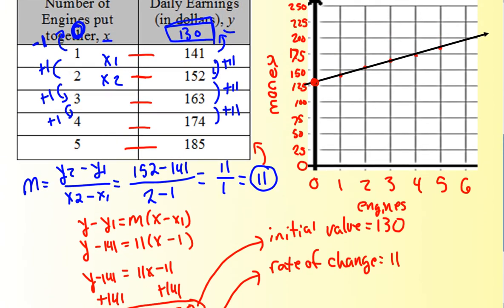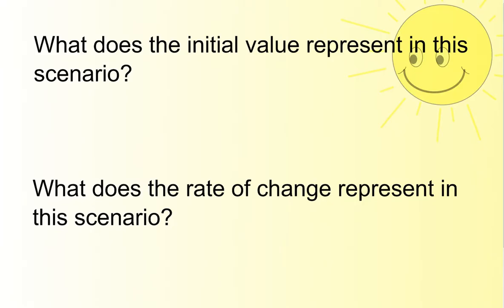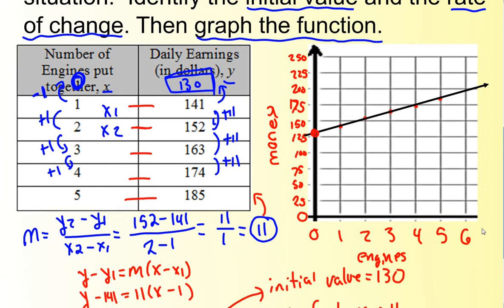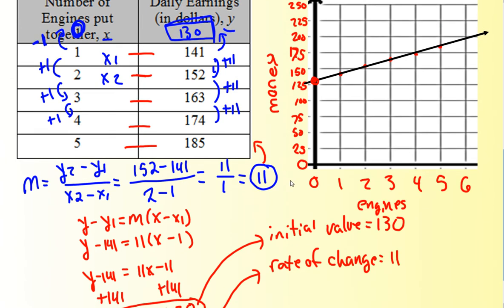All right, I'm pretty sure the next page has a couple of questions about the same problem, so I'm not going to discuss too much because I think they're for you. The first one says, what does the initial value represent in the scenario, and what does the rate of change represent in this scenario? So back here, what does this initial value, 130 bucks, represent, and what does the rate of change, this 11, represent in this scenario?